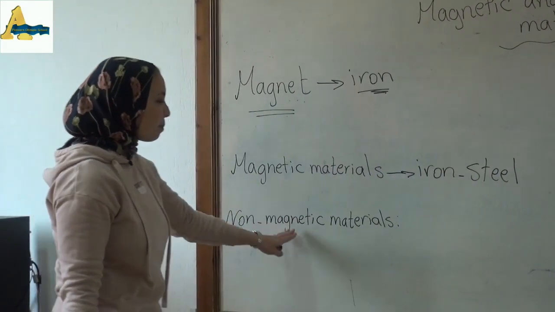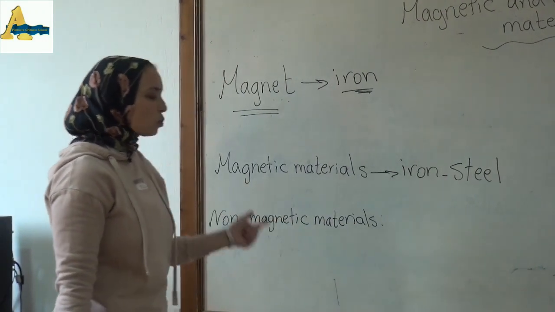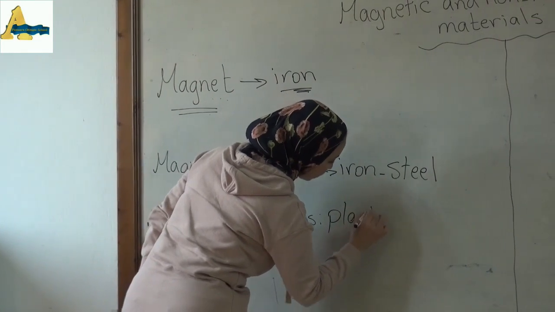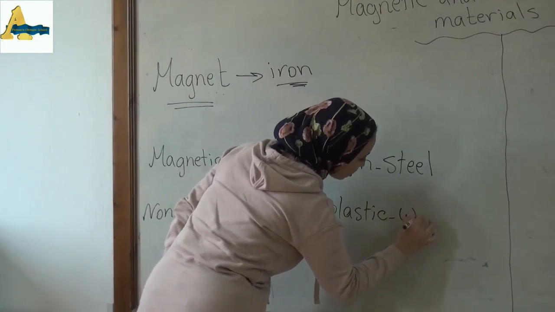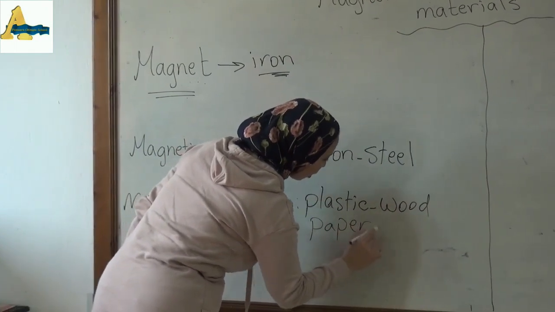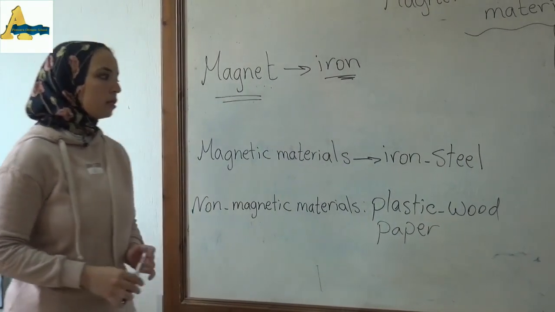What about the non-magnetic materials? Non-magnetic materials are the materials which cannot attract to the magnet. Like what? Like plastic, wood, paper. All of these are examples of non-magnetic materials.